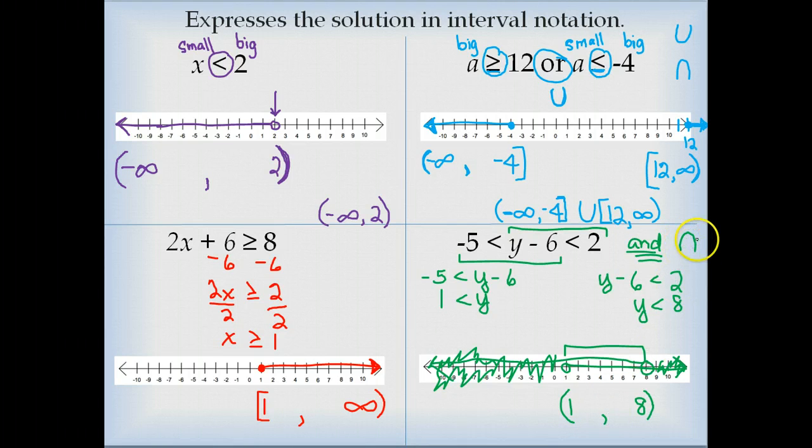So notice on this one, we did not need this symbol. Sometimes you will need this symbol with an and inequality, but just remember, it would be if you have two separate sections of the graph. In this case, they overlapped, so you just had this area in the middle of two numbers. So if you have an area in the middle of two numbers, you won't need that symbol.